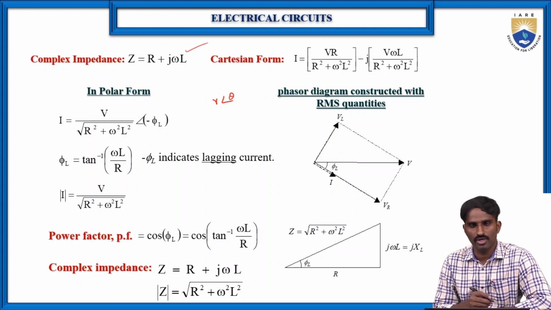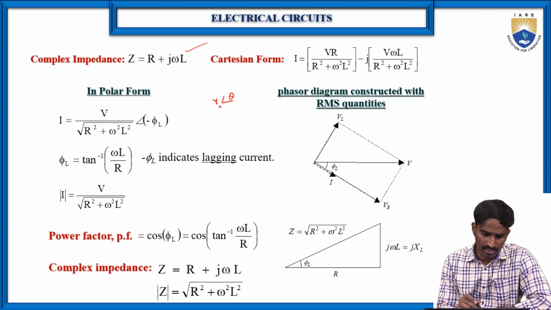So Z is equal to, as you know, square root of R square plus omega square L square. Then R at an angle of theta degree. So then I is equal to V by square root of R square plus omega square L square at an angle of phi L. Then what is phi L? Here it is phi L, which is equal to tan inverse omega L by R, right? So here the minus sign indicates the lagging, because the negative sign of that particular angle indicates the lagging.